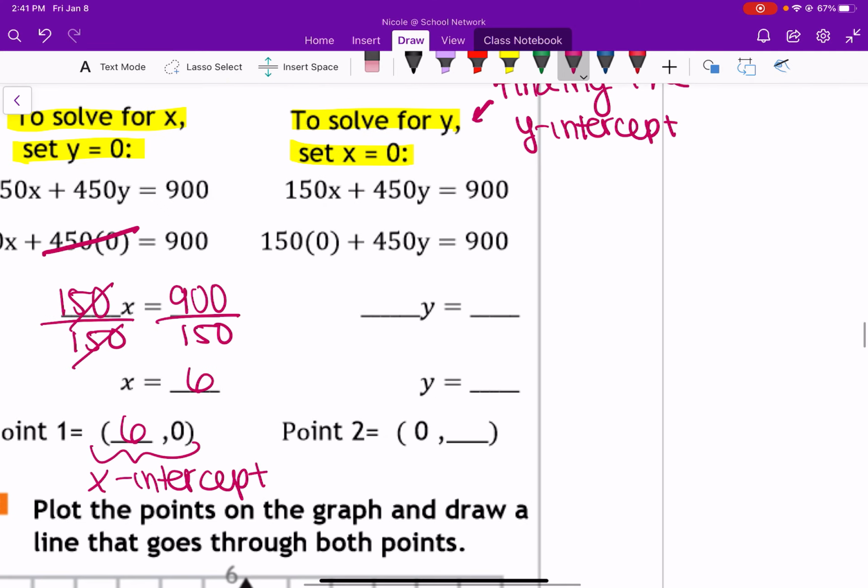Solving for y now. 150 times 0, that goes away. Now I'm left with 450y is equal to 900. Do the same thing, divide by 450.